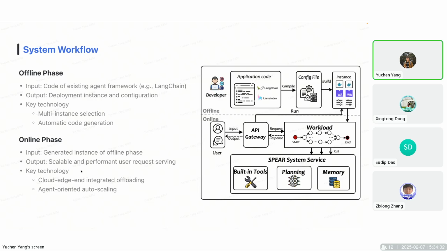And here are some key technologies of the online phase. The first one is cloud edge integration. It's actually offloading AI agent workloads across cloud clusters, edge devices, and even end devices. And the second technology is agent-oriented autoscaling, which is a specialized autoscaling mechanism designed for AI agents, similar to Kubernetes container autoscaling, but tailored to the unique characteristics of AI, ensuring that the AI agent responds quickly and reliably. I will talk more about the cloud edge integration because that's what our team is doing.